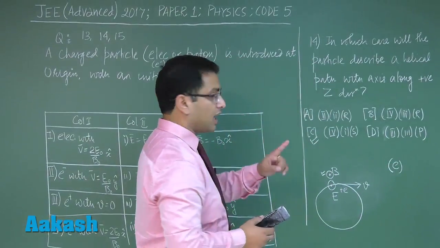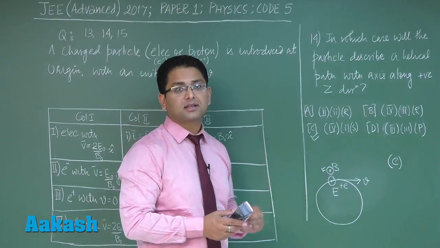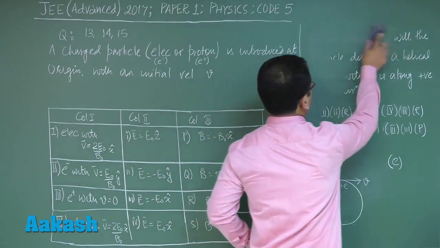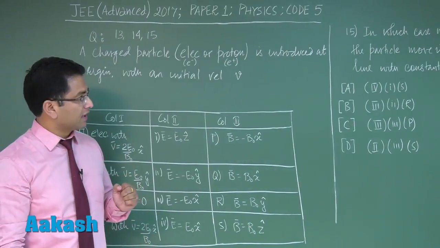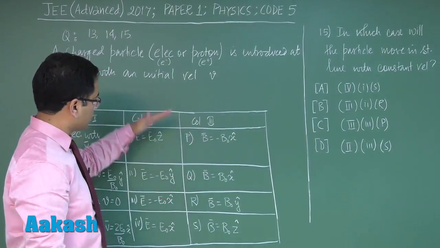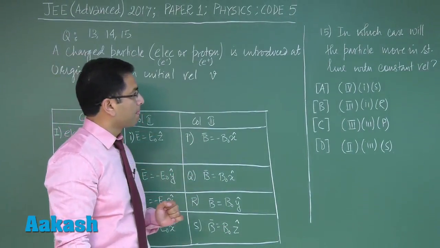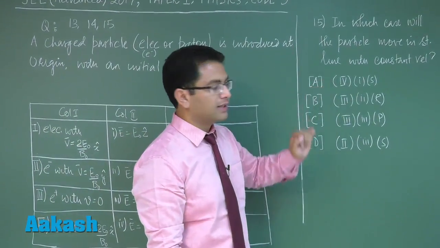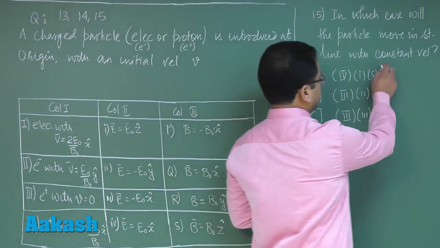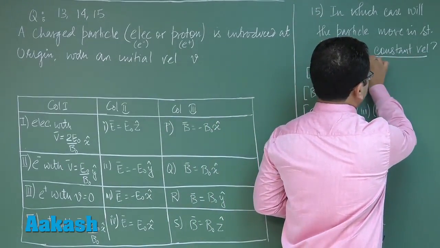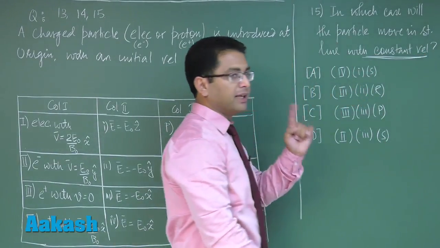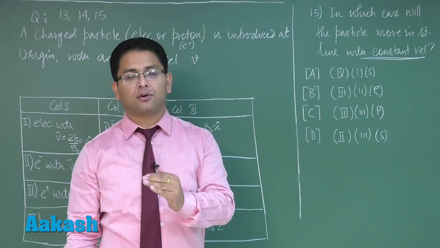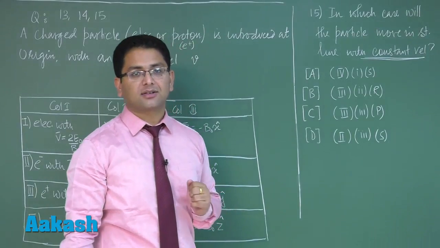Now let's go to the last question on the basis of this table. Question number 15, and the last question corresponding to this table, it's something like this. In which case will the particle move in a straight line with constant velocity? We have to maintain the condition of constant velocity. This means, straightforward, net force should be equal to 0.